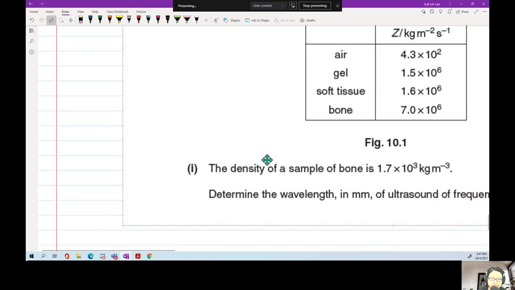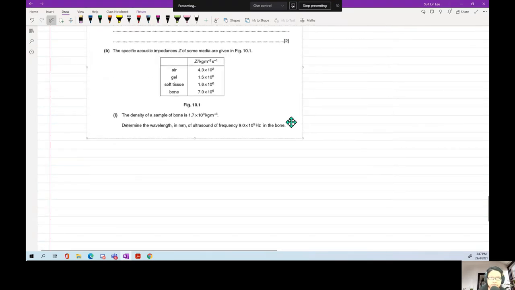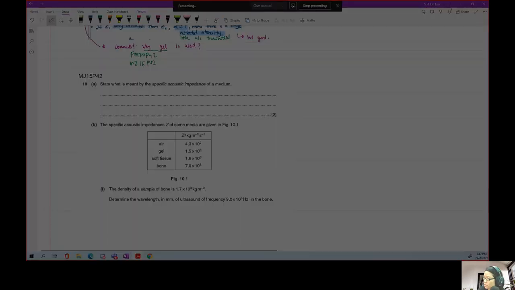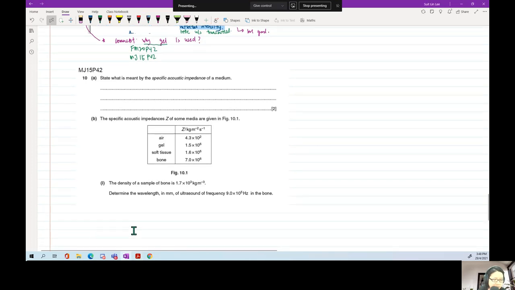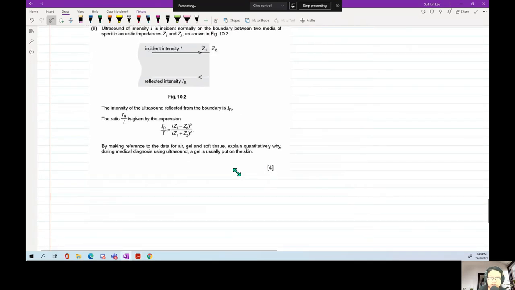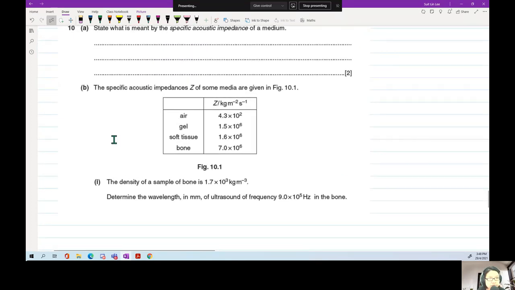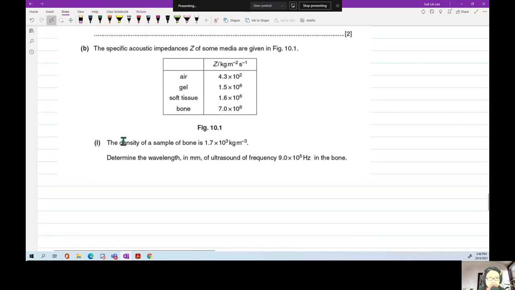So I'm going to skip part A because A is repeated already. Now, I'm focusing just on Z values. I haven't talked about attenuation yet or brought them together. So for this one, if you are a bit blur, to find wavelength when we have frequency, we can use V equal to F lambda.